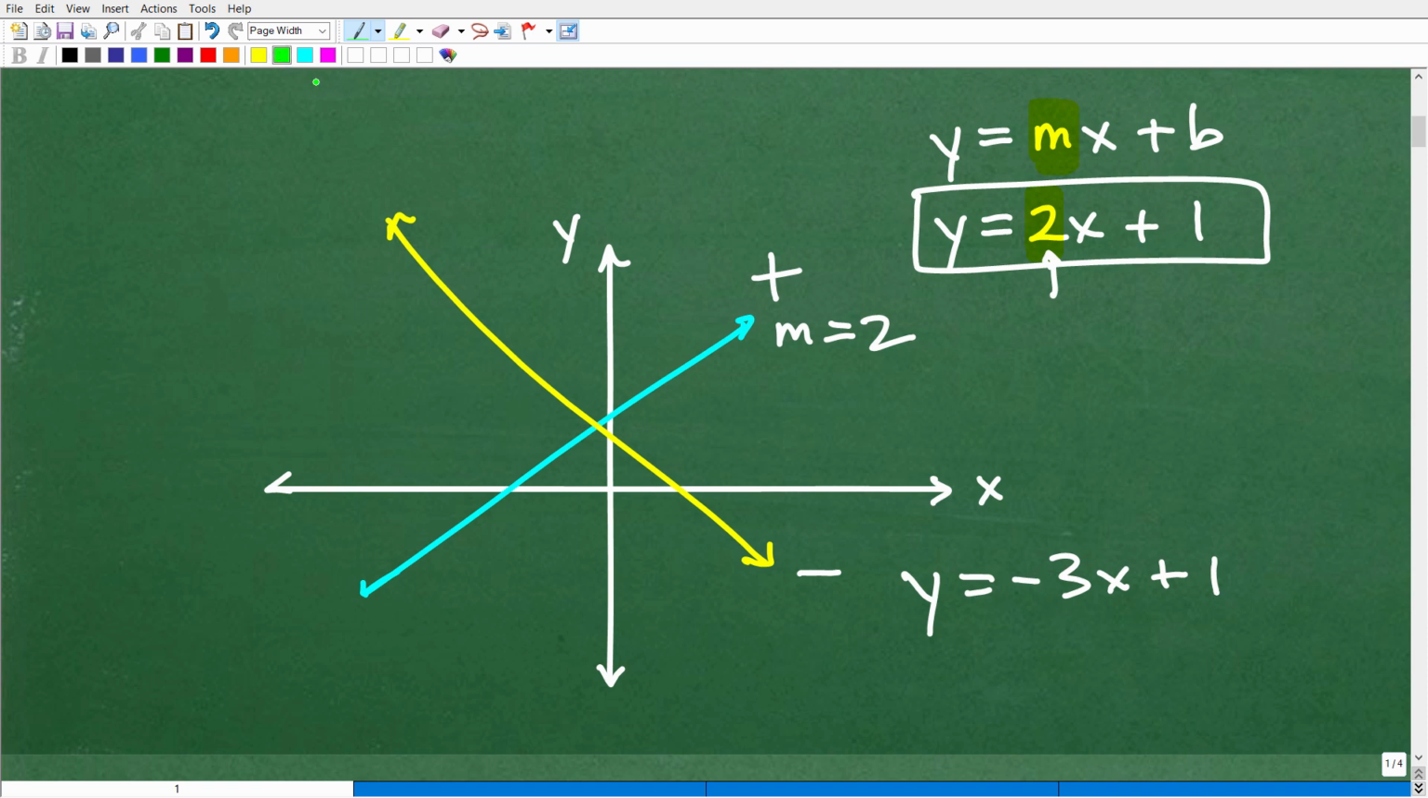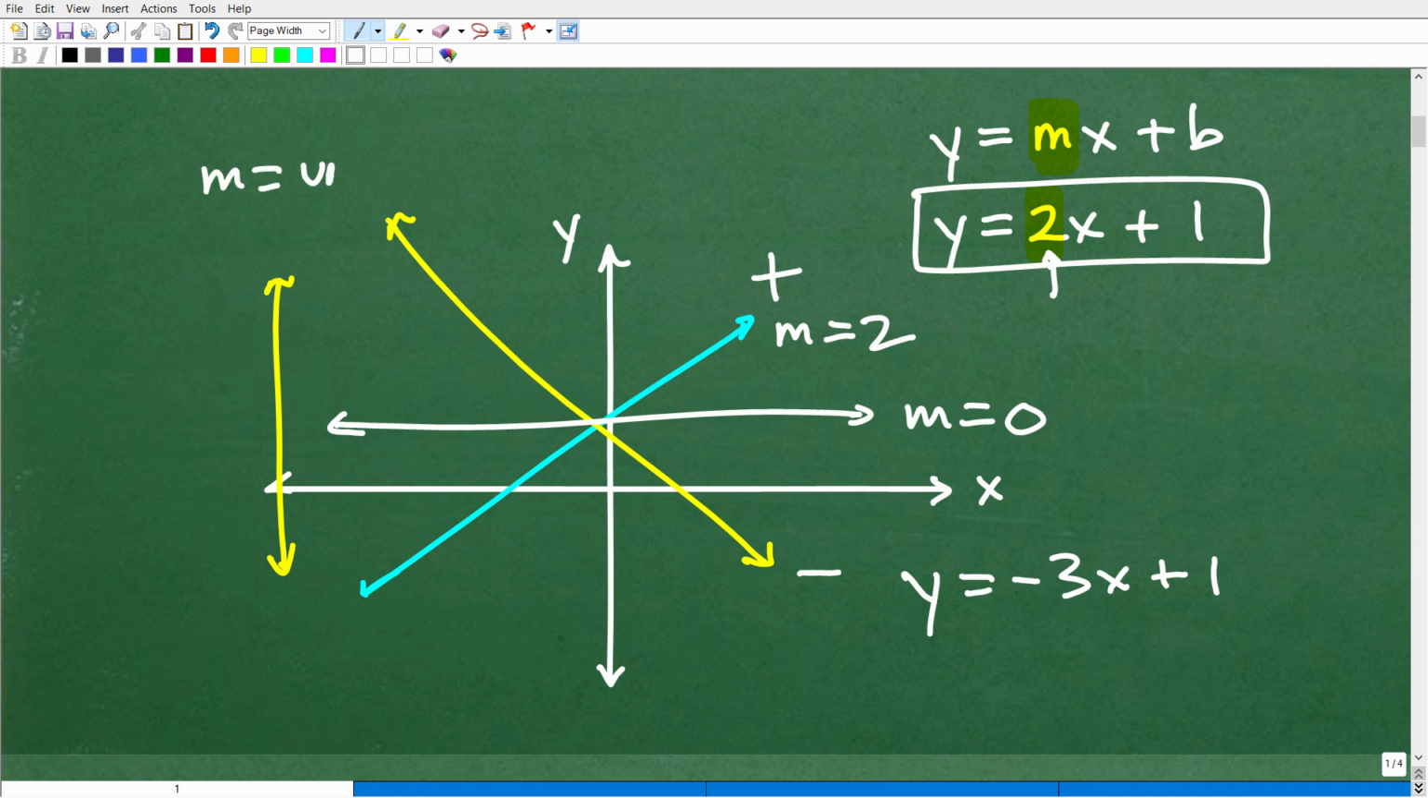Now, let's do another one here. How about lines that are horizontal? Okay, flat lines right here. What do you think the slope is? If you said the slope would be 0, you would be absolutely correct. So horizontal lines have slopes of 0, and then vertical lines like so have something called an undefined slope. So the slope is undefined.